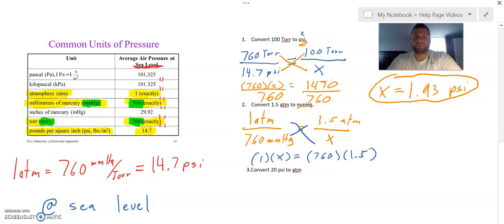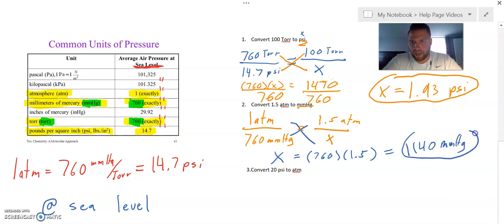And notice that this problem to solve for x is going to be very easy. 1 is multiplied by x, so that means that this side is simply going to be x. So let's go ahead and erase that. Just put in an x. And all we have to do is multiply 760 by 1.5. Let's go ahead and do that. 760 times 1.5. X is equal to 1,140. And what are our units? We're looking for millimeters of mercury. That's what we're going to include. Millimeters of mercury. And here's answer number 2.